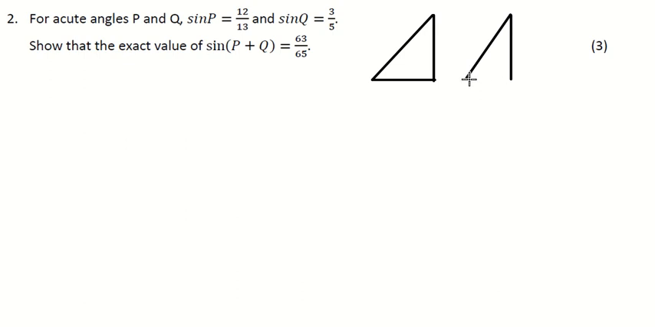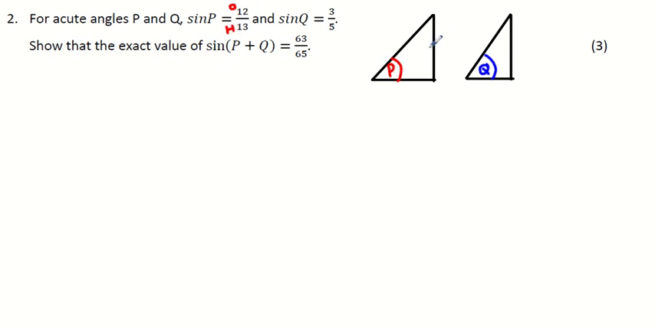where one of them is going to have the angle P. I'll just put P here. And the other one is going to have the angle Q. Now we need to label these. So you need to think about SOHCAHTOA. So the sine ratio is opposite over hypotenuse.